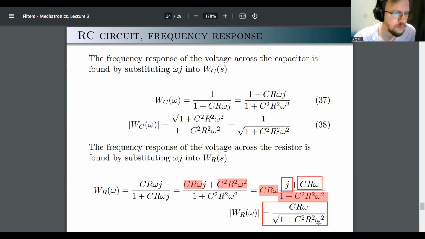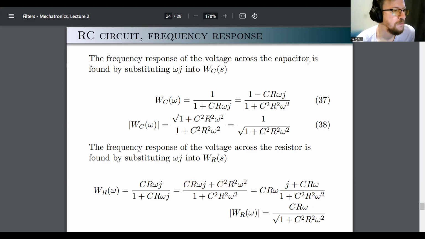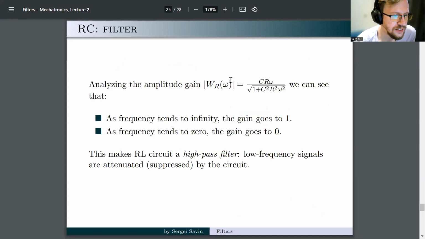Okay. So basic manipulations, same manipulations each time. Okay. So this is how we can compute this. Now let us analyze this last one, the voltage across the resistor.